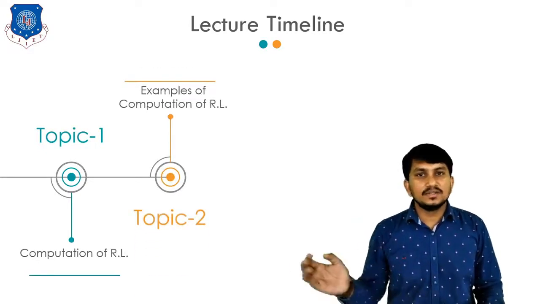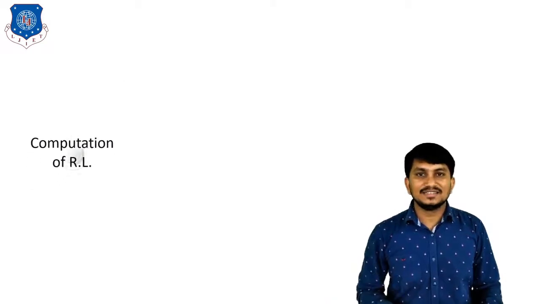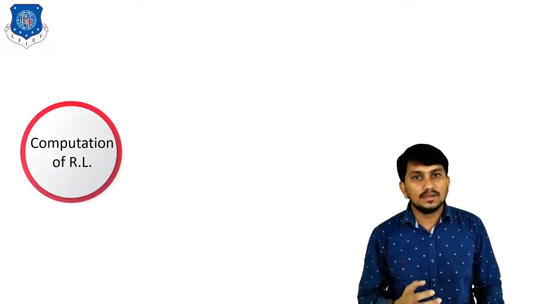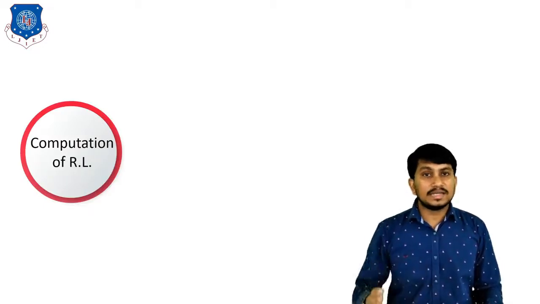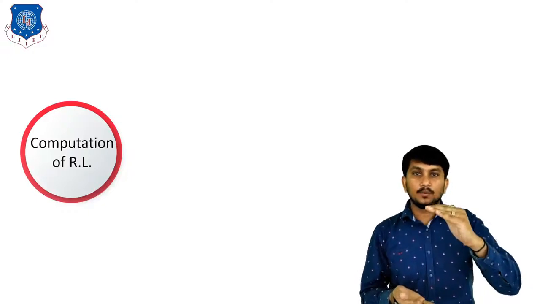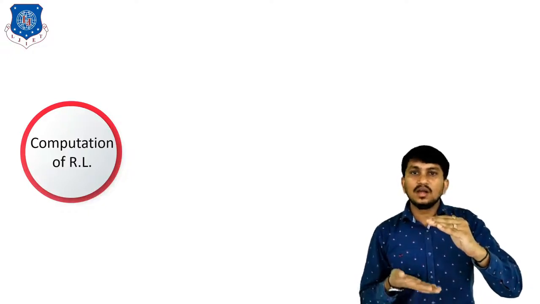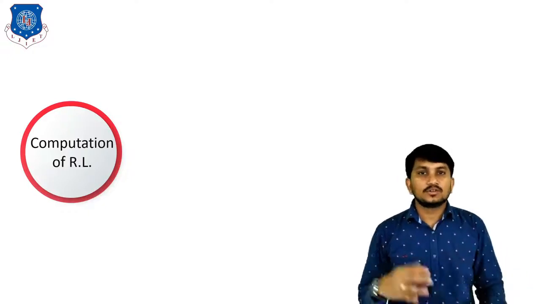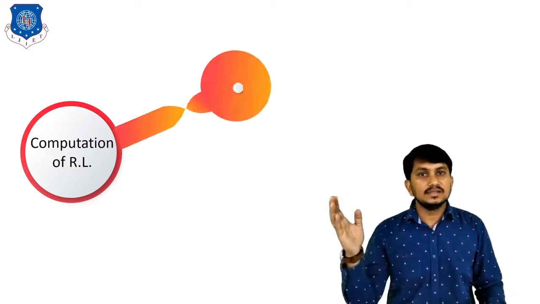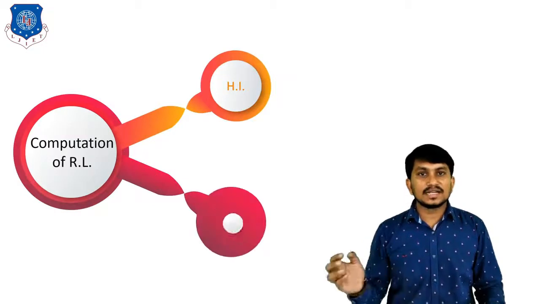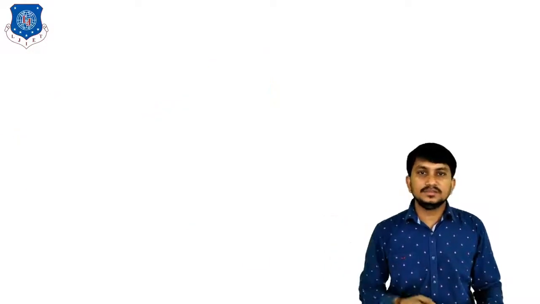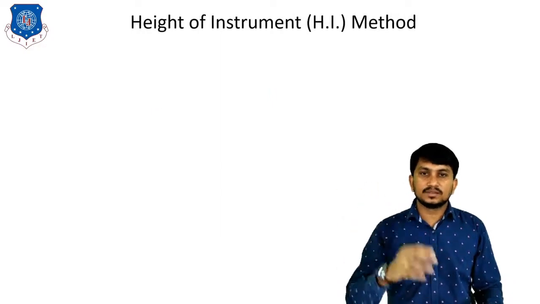So let's start with computation of RL. The first question which comes to your mind is what is RL, which was discussed already in the previous lecture. RL is the vertical distance of the point from the datum surface or a reference plane. For computation of RL, there are 2 methods. First is the HI method and second is the rise and fall method. Let's start with the HI method, which is the height of instrument method.